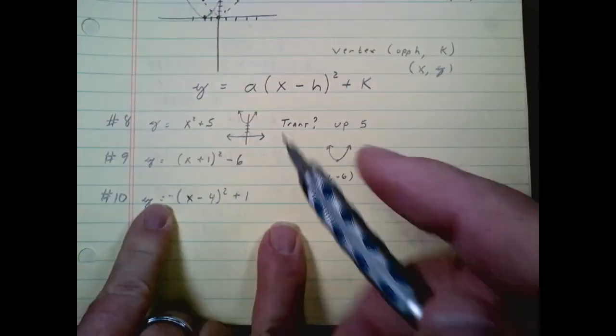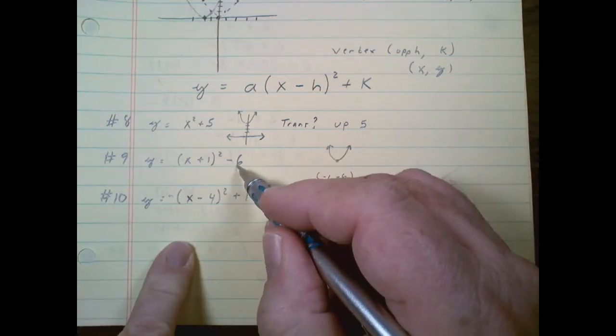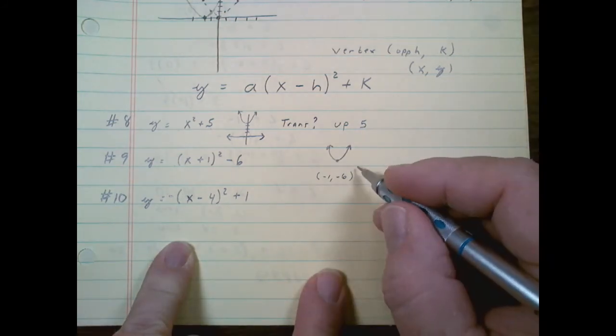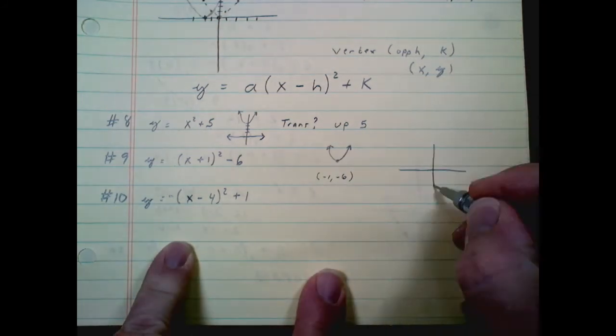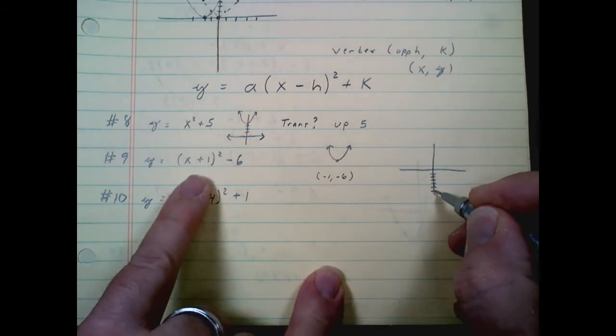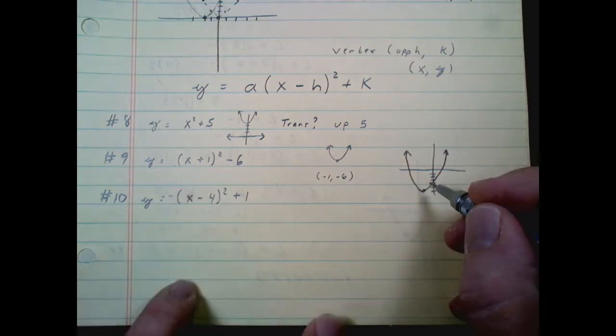All right, so back to this one. This is how I like to do them. I think, okay, that's moving it down 6. So I don't like to start like this. I like to start down 6. 1, 2, 3, 4, 5, 6. And then to the left 1. So my graph should look like this. And that's all you need.